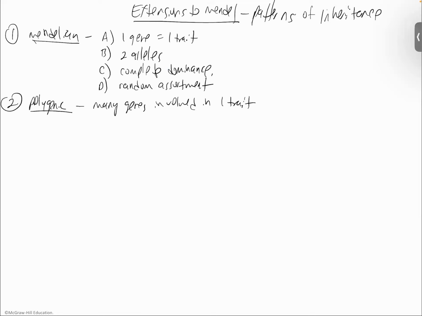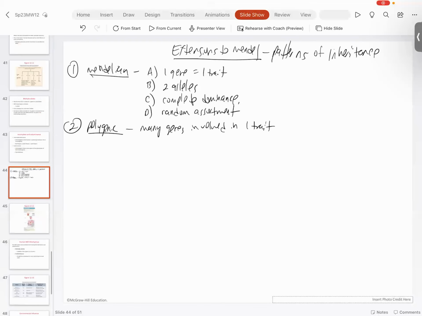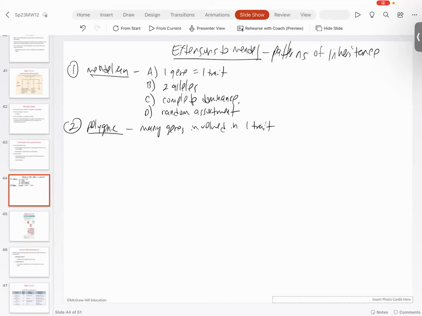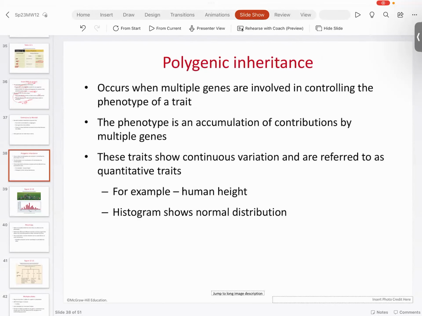So we're talking about extensions to Mendel. And we started talking about polygenic inheritance. Basically in polygenic inheritance, what you've got is a violation of A, right? So remember Mendel's trait pattern that he saw was one gene, one trait. This is a violation of A. So in this case, you have many genes for one particular trait. And as a result, oftentimes when you have multiple genes involved, it kind of smooths things out.